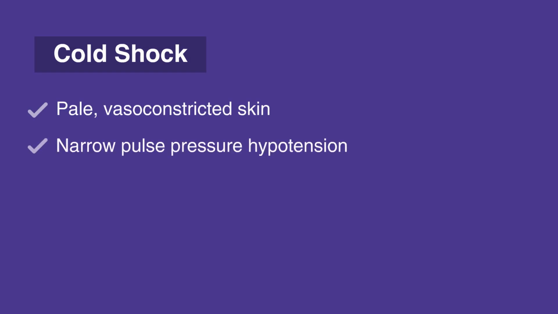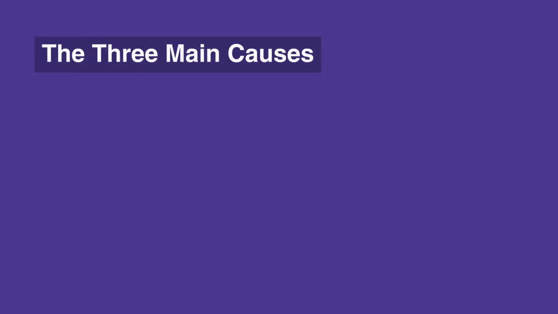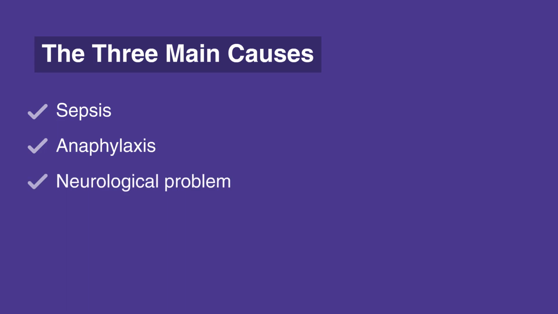pulse pressure hypotension. In each case, distributive shock is generally considered when the individual is likely to have one of the three main causes: sepsis, anaphylaxis, neurological problem.